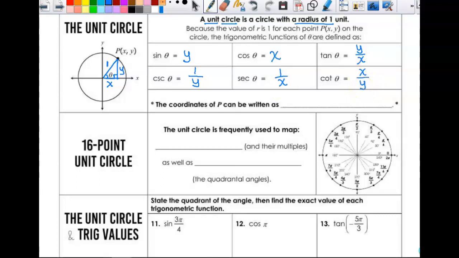So the unit circle is frequently used to map pi sixths, pi fourths, and pi thirds, and their multiples, as well as 0, pi halves, pi, 3 pi halves, and 2 pi, the quadrantals. Right. And the whole mapping idea is that we understand the first quadrant and the rest of them just map to the other quadrants, and there's a bunch of reflections there. They're all related.